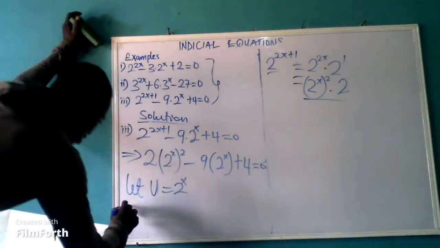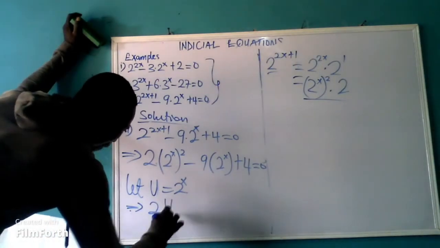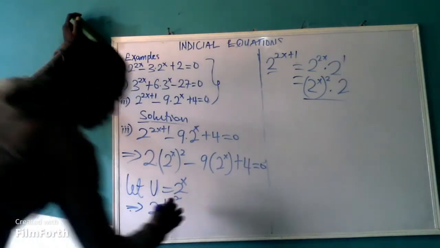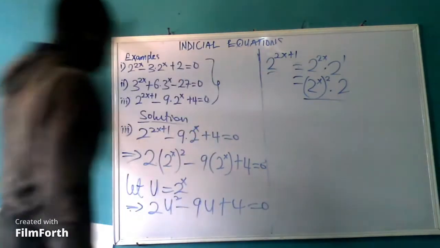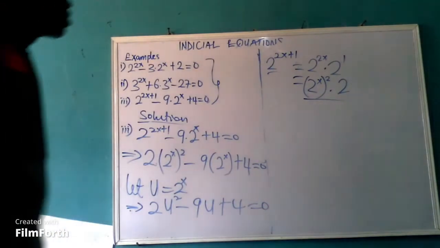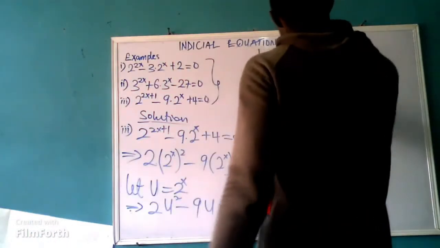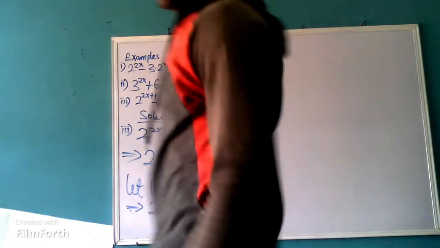And this equation will be transformed to 2u raised to power 2 minus 9 times u plus 4 equal to 0. And mind you, this is a quadratic equation. So, how do we go about solving it? How do we go about solving this quadratic equation?